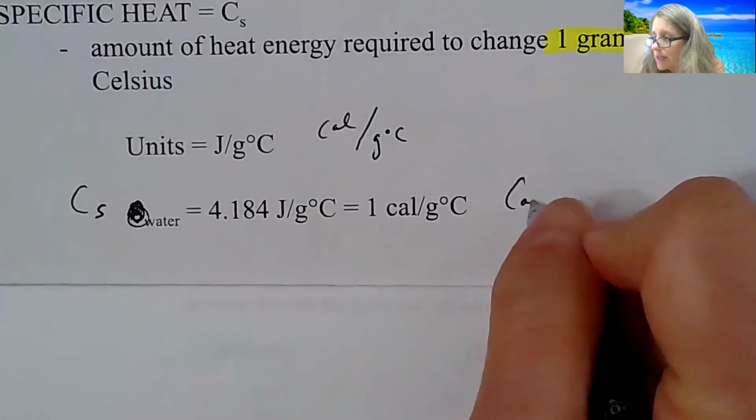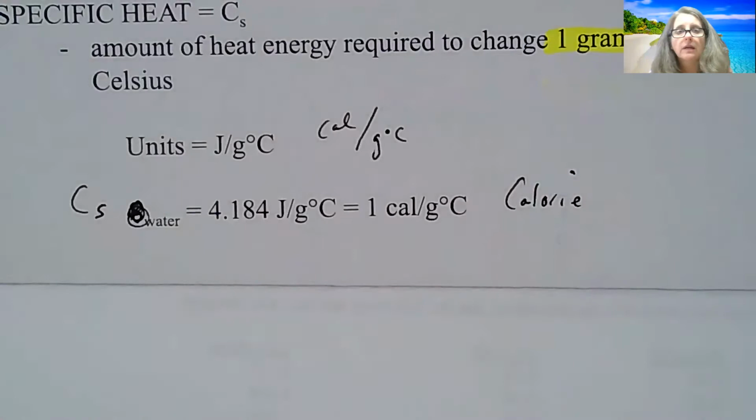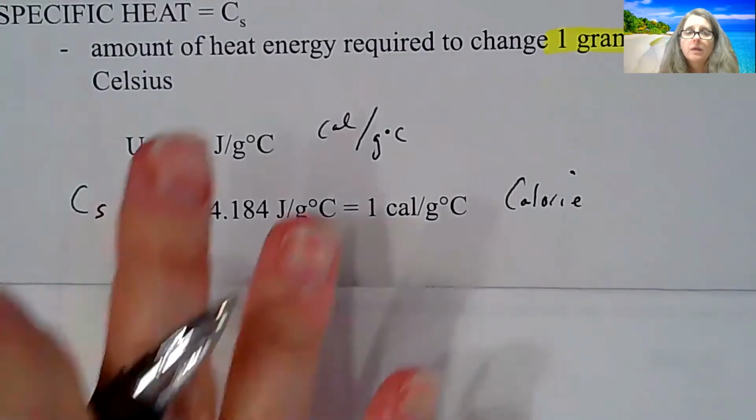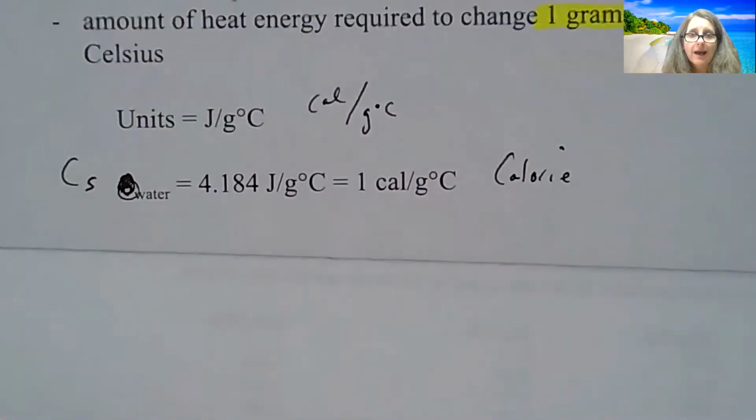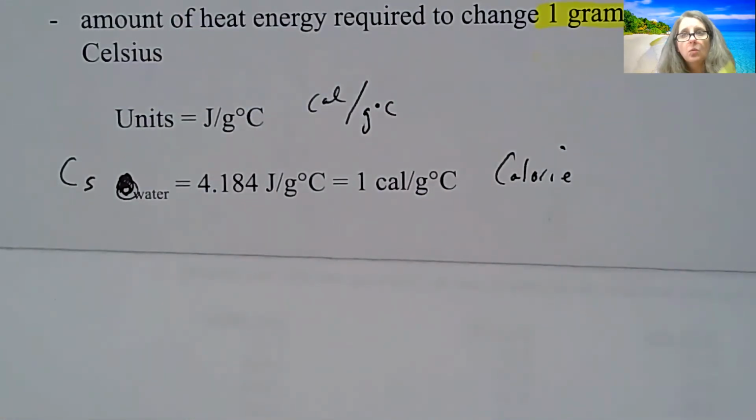This is really how we get the definition of a calorie, is based off of water. Water's the standard for thermo for us. So how much energy does it take 1 gram of pure water to change 1 degree Celsius? That is how we define a calorie.